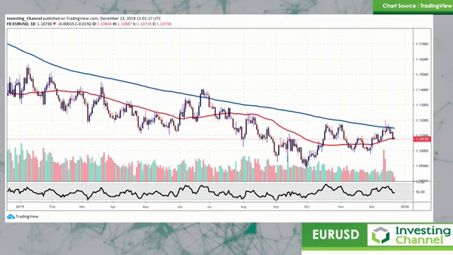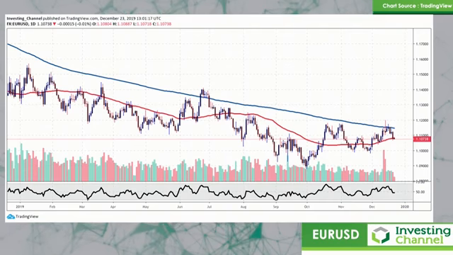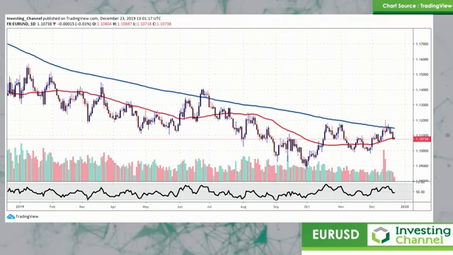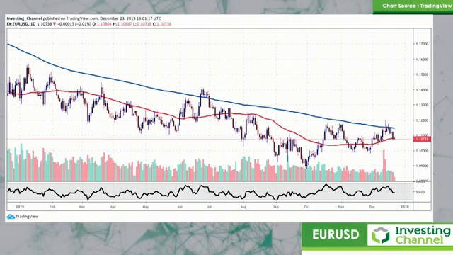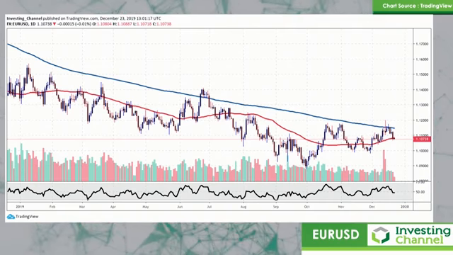Again, what constitutes a break? That's all down to your own risk reward parameters. You'll note there was a false break in June of this year.